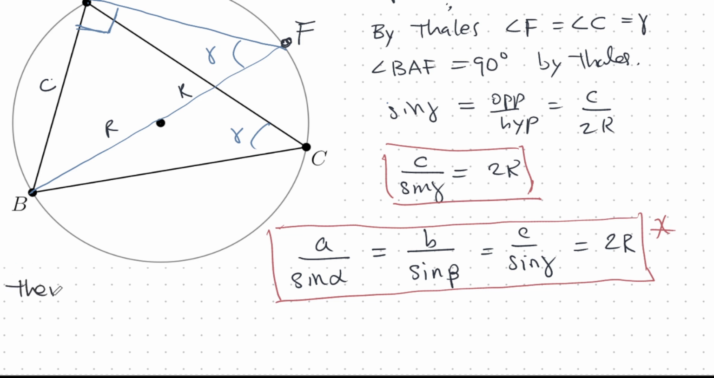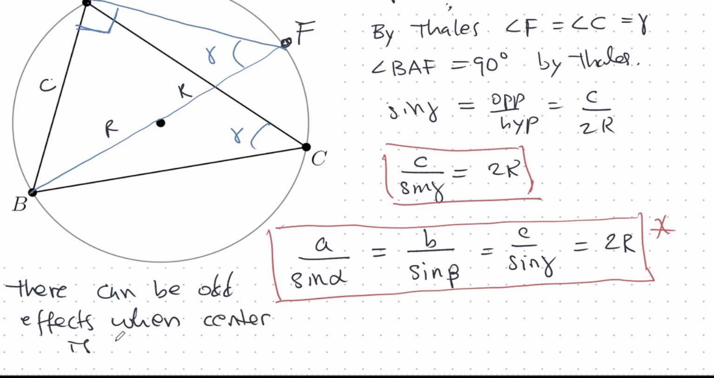unfortunately, there can be odd effects when, for example, the center is not inside triangle ABC. There could be some odd effects, and in the next segment of this video, I'm going to show you some of those odd effects, and we will take care of them with Thales' theorem and a little bit of trigonometry, and we will prove every possible case.